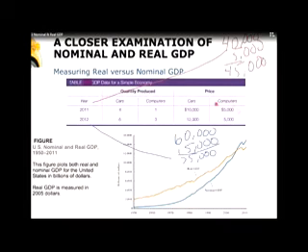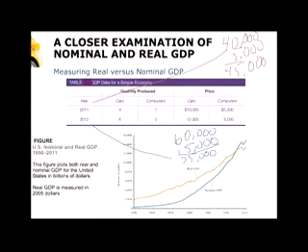Suppose we choose 2011 as the base year. 2011 will be the year that we use the prices from. So we'll figure out how much would it cost to buy what's produced in 2011 using 2011 prices. And we know that's going to be $45,000.